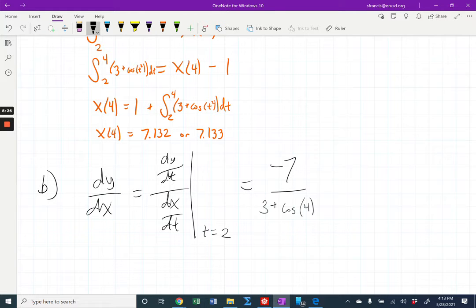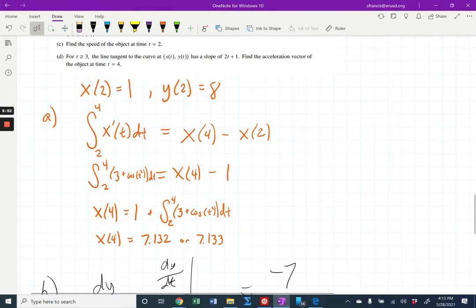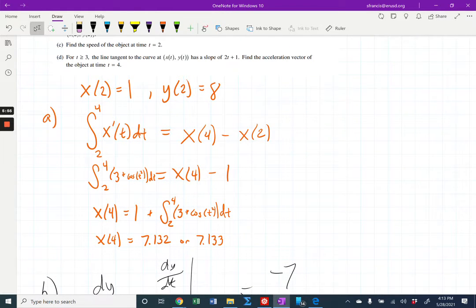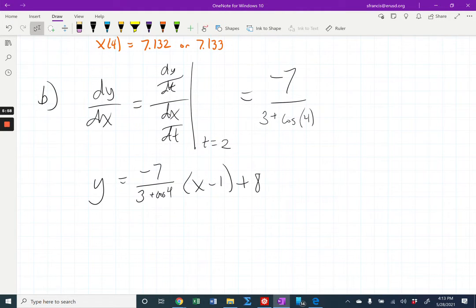Then we just plug that into the calculator and then write the equation. They probably would accept this as the answer: -7 over 3 plus cosine of 4 times x minus 1 plus 8. Because remember, we're doing this at x of 2, y of 2, which is 1, 8. So that's it. But I'm going to get this as an approximation. I'll be right back.